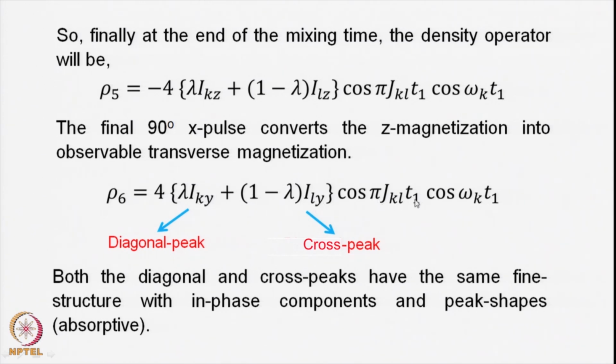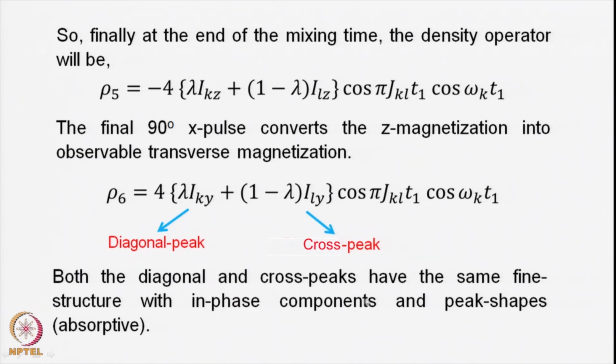So, during the F1 dimension it will be K magnetization and the F2 dimension this will be L magnetization, whereas this term is K magnetization along both F1 and F2 dimensions. So, both the diagonal and cross peaks have the same fine structure, that is an important fact. You look here, both are Y. So, this is the Ky and Ly. So, therefore, they have the same phase, and both are multiplied by the same coefficient as indicated by this.